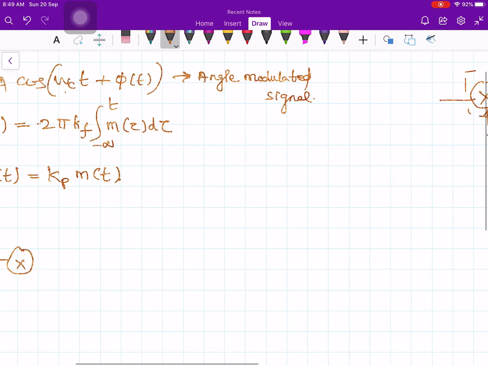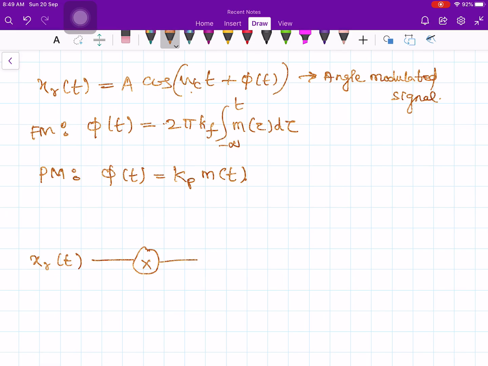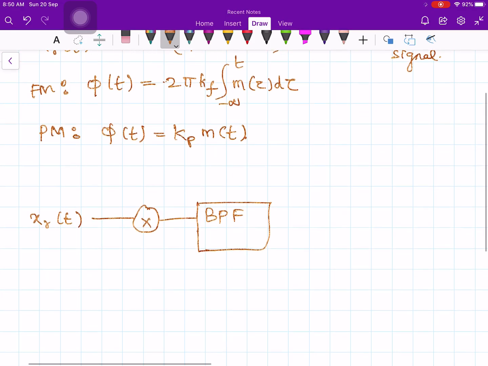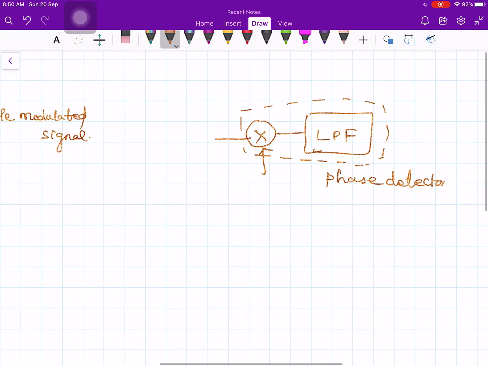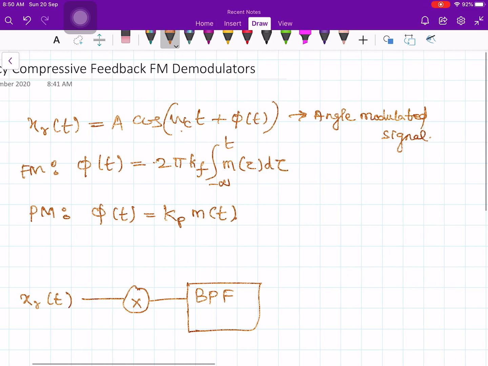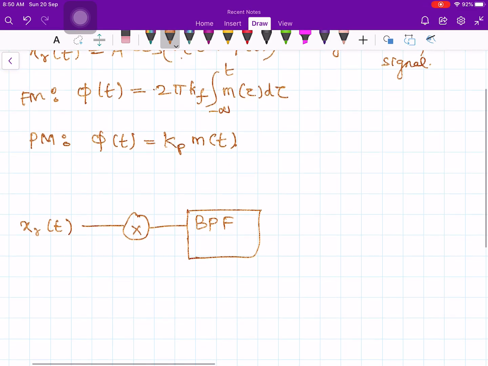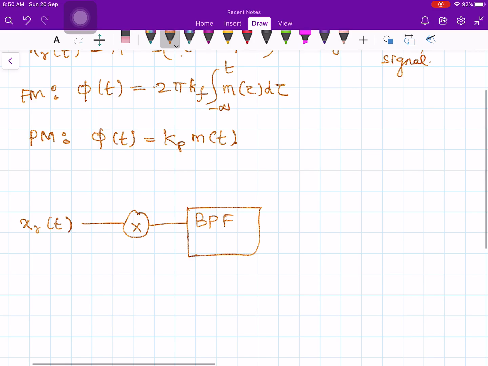Here I am going to use a band pass filter. Therefore the phase detector also has a multiplier, but that was followed by a low pass filter, so as to make the phase detector. But in our circuit, in the frequency compressive feedback circuit, I will not follow it up with a low pass filter. I will follow it up with a band pass filter, and that may be very surprising for you. Now let us see how it works.